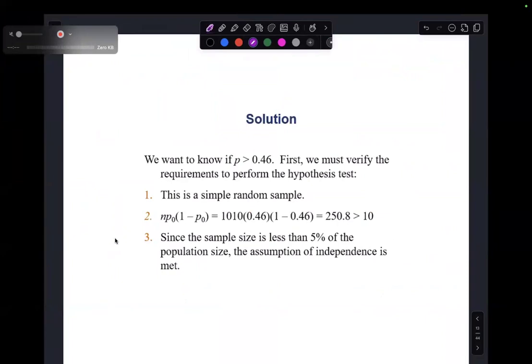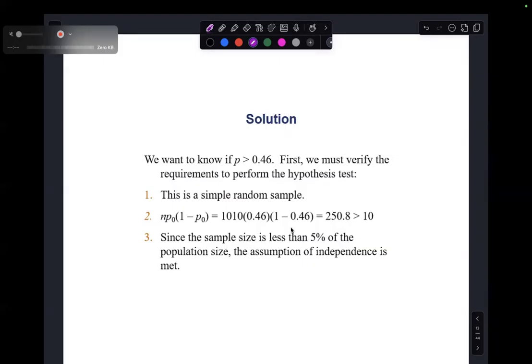It says it's a simple random sample, but they didn't tell you that. This is the stuff that I went through at the beginning, where I showed that my n times p and n times 1 minus p are greater than 10. Whether you say it's a simple random sample or not, I'm not going to mark you down. Just do this piece. Tell me that you're less than 5% of the population. I don't even care if you say the assumption of independence is met. Just say it's less than 5% of the population. Give me these 3 checks.